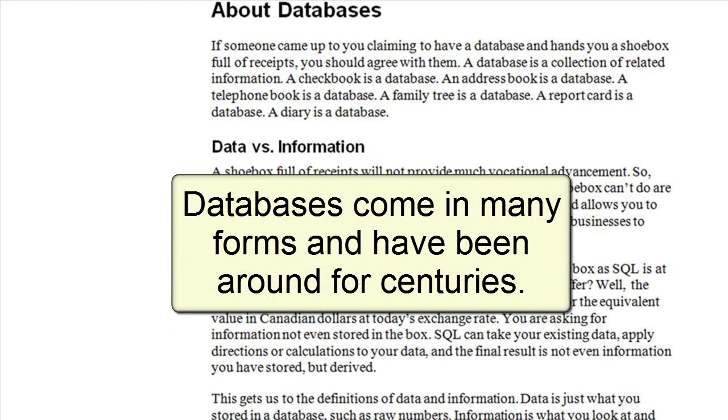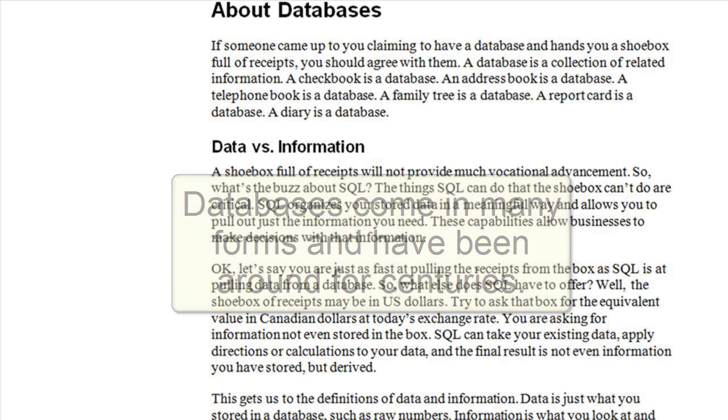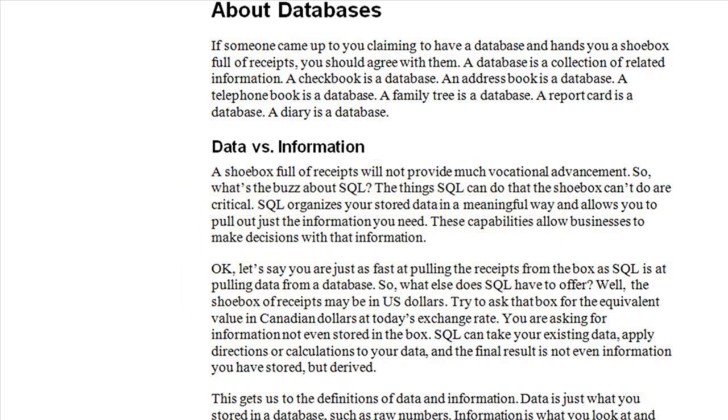If someone came to you with a box full of receipts, that would be a box full of data, a collection of data. That shoebox would technically fit the definition of a database. So a shoebox full of receipts is a database, and a SQL Server is a database. So what's the buzz of SQL all about?